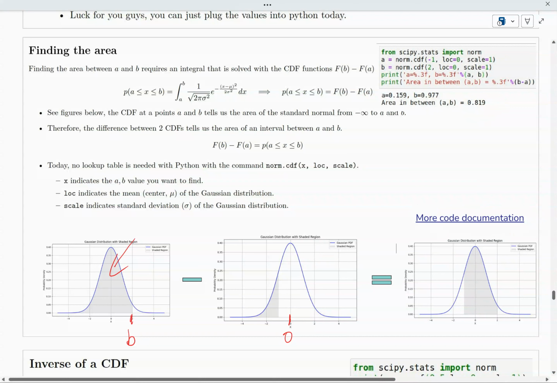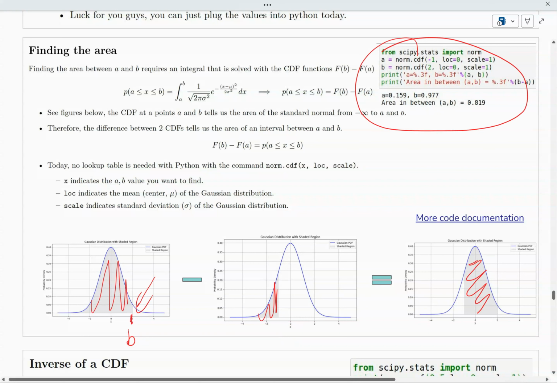Basically you have this Gaussian distribution, and if you want to find the area in between, you just find the area all the way to here and subtract the area all the way to here, and that will give you the area in between. And you can use this to really easily get it for you. So that's to find the area.